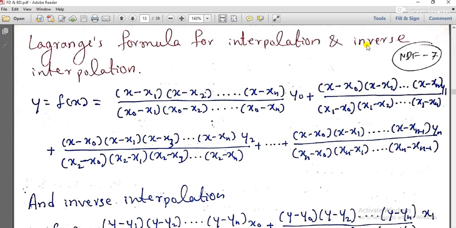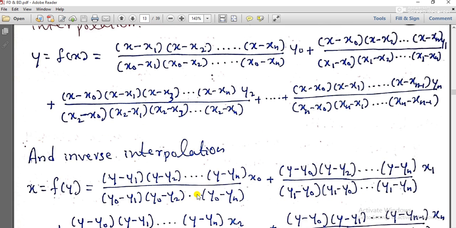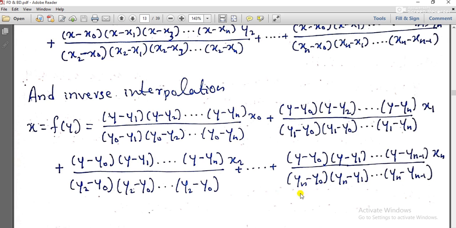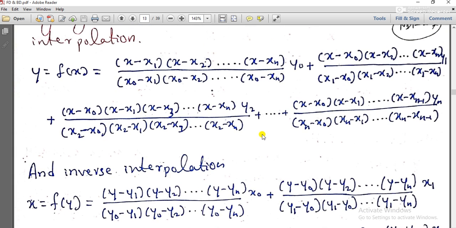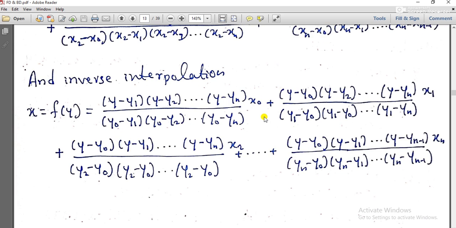And for inverse interpolation, Lagrange's inverse interpolation formula, everything is the same. The only change is that in place of x, y is there: in place of x is y, in place of y is x. This is the inverse interpolation formula. Everything is the same, the formula is completely the same; only in place of x is y, in place of y is x. You remember these two formulas.